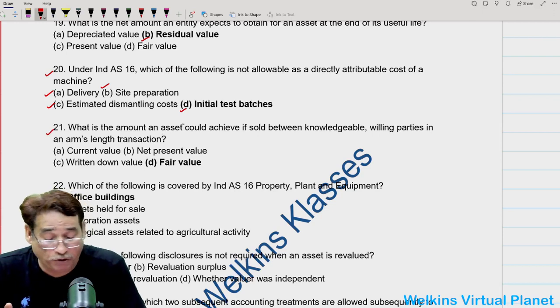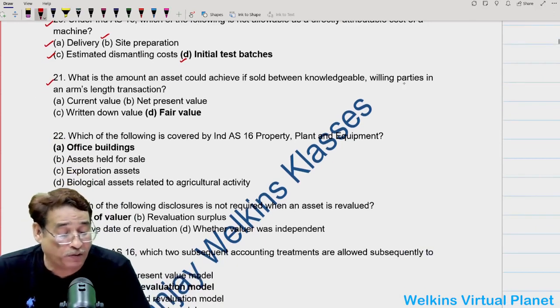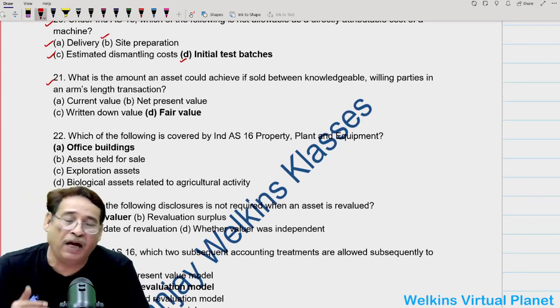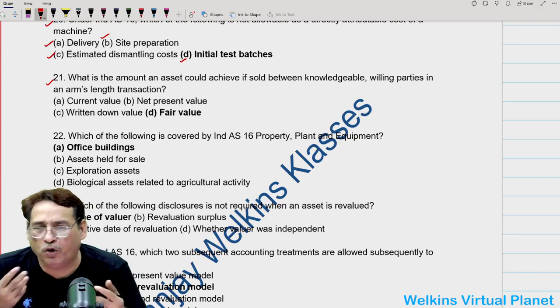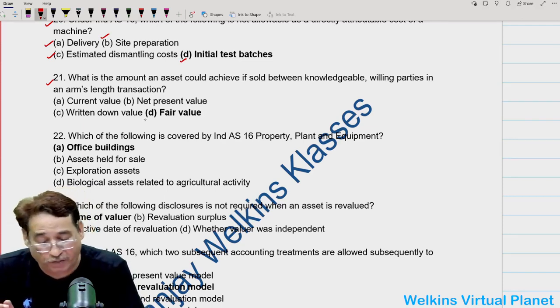21. What is the amount for which an asset could be sold between knowledgeable willing parties at arm's length? Now, this phrase, at arm's length, we use so often in accounts when we measure fair value. Under Ind AS 13, I have already talked about this fact, so quite obviously it will be termed as fair value.